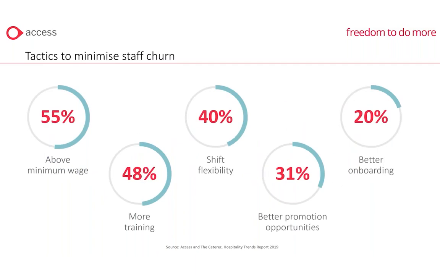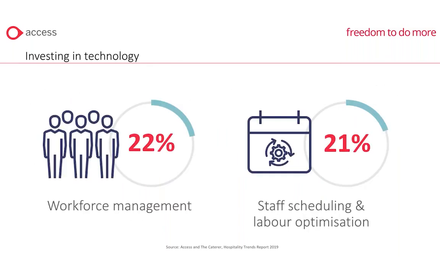Tactics to minimise staff churn. Increasing salaries are obviously high on the list to combat this, but we can also offer other things as a business in a cost-effective manner. Operators are now focusing more on employee engagement, with 48% more looking at training, 40% at shift flexibility, 31% at better promotion opportunities, and 20% at better onboarding. Investing in technology is one of the ways to combat this.